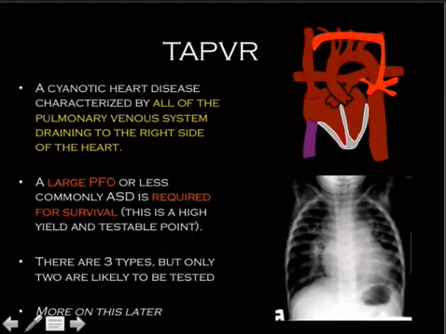So, like I said, the T is for total, all of the pulmonary venous system returns to the right side of the heart. You can see why this would cause cyanosis, right? A large patent foramen ovale or an ASD is required, and that makes sense. There are 3 different types, and we'll talk about those later. If I was going to remember one of them, it would be the supracardiac one, the one that looks like a snowman.